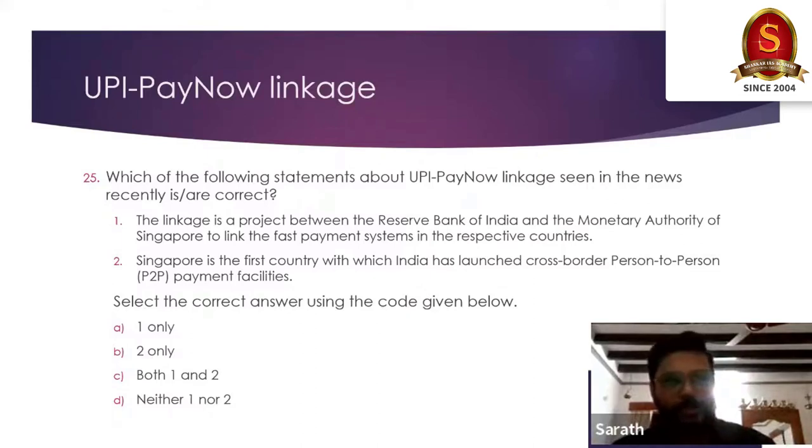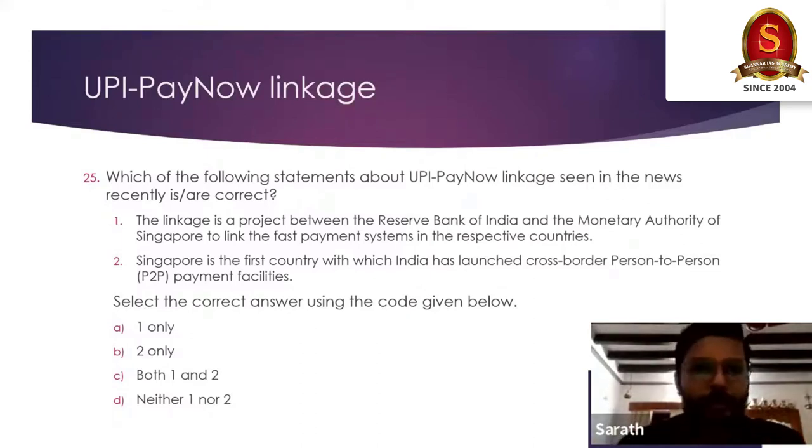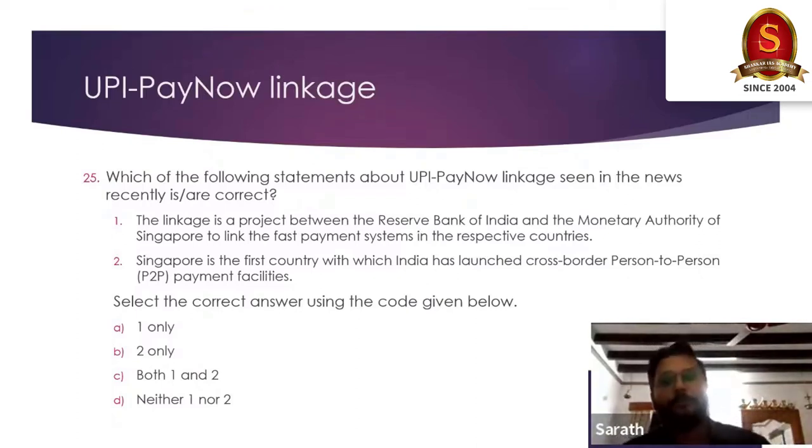So this was, in a way, a landmark event because it's happening for the first time. The second statement is correct. Singapore is the first country with which India has launched cross-border person-to-person payment facilities. The fast payment systems of the two countries are what is being linked. The linkage is a project between RBI and the Monetary Authority of Singapore to link the fast payment systems.